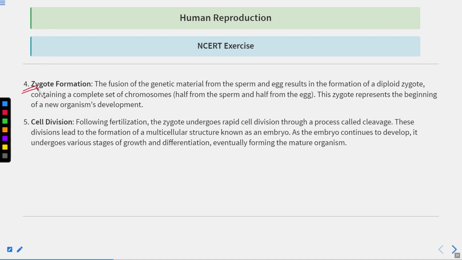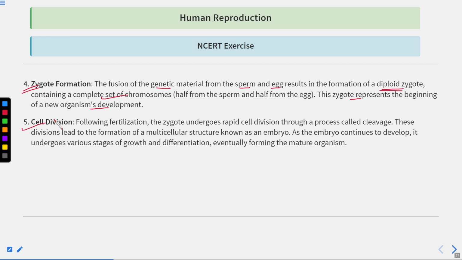Now, so the zygote is formed. The fusion of the genetic material from the sperm and the egg results in the formation of a diploid zygote, which consists of complete sets of chromosomes. Now, this zygote represents the beginning of the new organism's development. All right, next is the cell division.